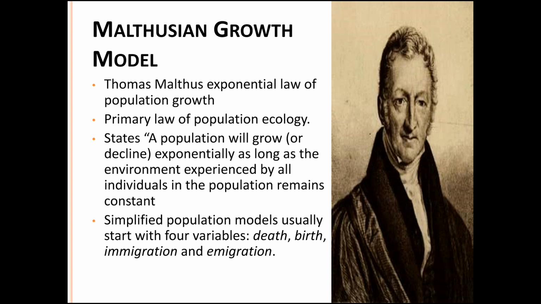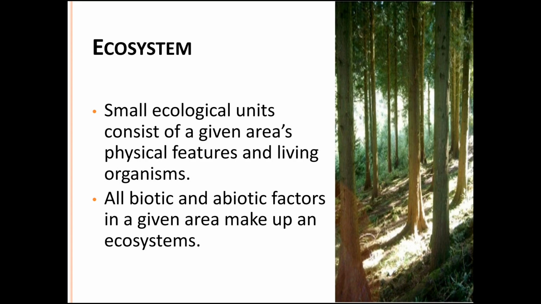Malthusian growth model. Thomas Malthus' exponential law of population growth, the primary law of population ecology, states that a population will grow or decline exponentially as long as the environment experienced by all individuals in the population remains constant. Simplified population models usually start with four variables: death, birth, immigration, and emigration.